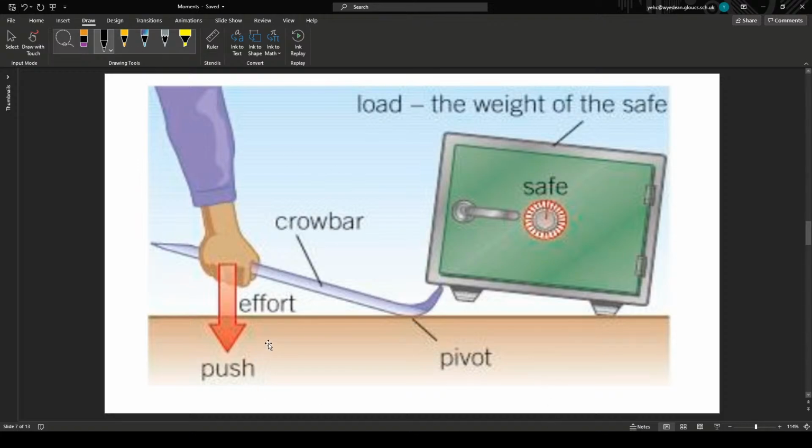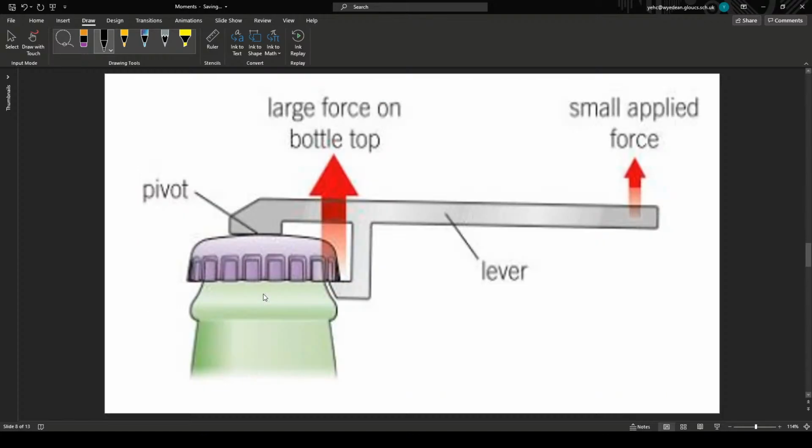And so once again, if we put our hands at this point in the crowbar, we probably wouldn't be able to lift the safe. But because we try to maximize the distance, we're maximizing our moment, our turning effect, and then we're able to lift something. So this is another case of us multiplying our force.